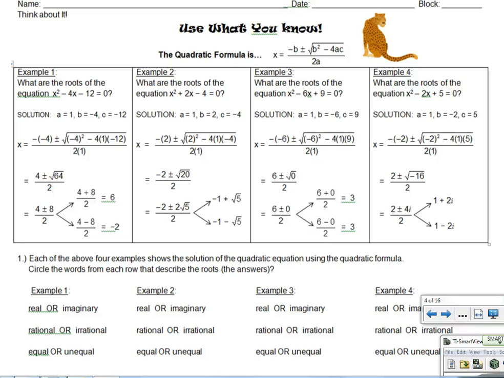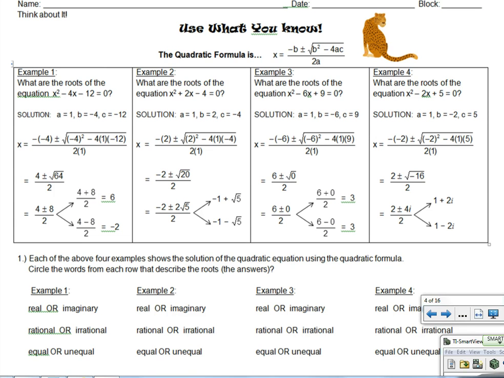Hi, today we're going to continue using the quadratic formula and see how we can use this to benefit us in knowing what type of answers we will get. So if you look at examples 1, 2, 3, and 4, each problem has been solved out using the quadratic formula with the work all shown out. And now we're going to just discuss what type of answers each example gave us.